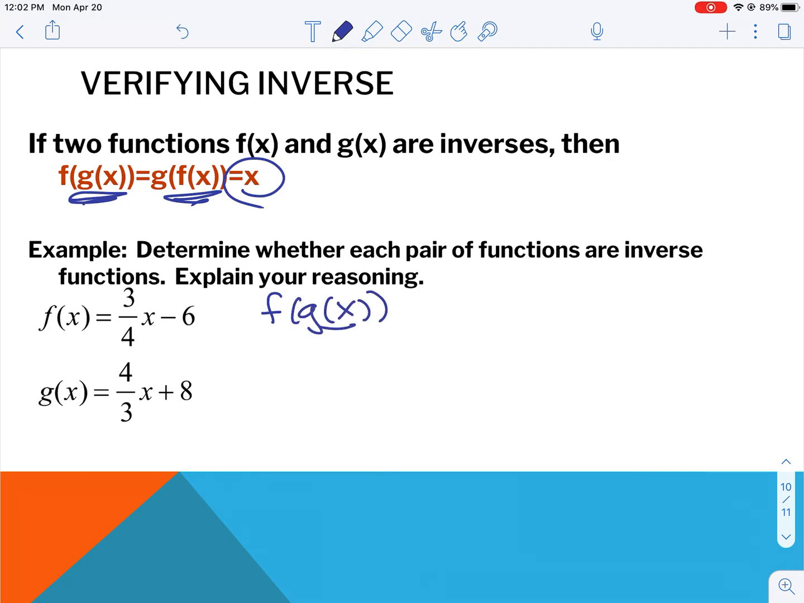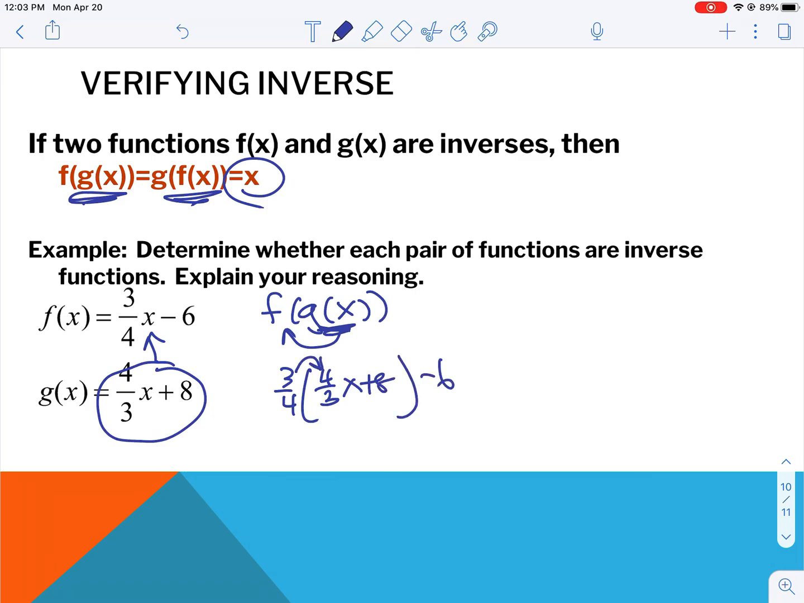So I'm going to come over here and do f of g of x. So that means I've got to take g and substitute it into f. So all of this has to go here. So I'm going to type in my 3/4 times (4/3 x plus 8) minus 6. Okay, I'm going to do some distributing. 3/4 times 4/3 is 1x. 3/4 of 8 is 6. 6 minus 6 cancels, so I've got an x.